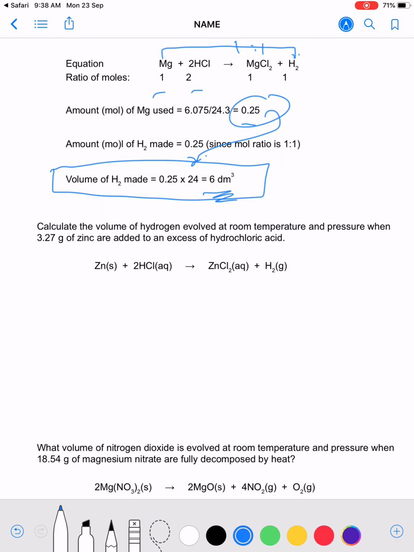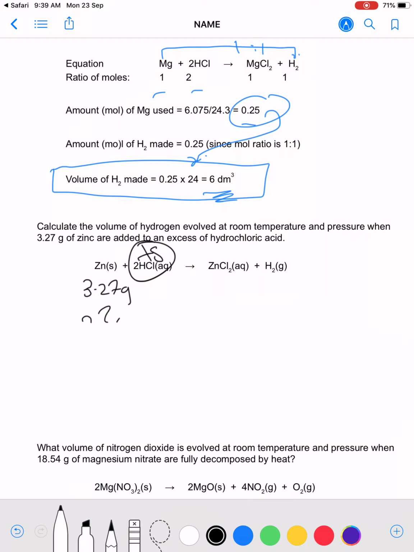Okay, calculate the volume of hydrogen evolved at room temperature and pressure when 3.27. What I've been telling you to do, write the numbers you're given in the question underneath the reactant. So it's 3.27 grams of zinc. Excess, that's my bread, loads of bread, lots of bread left over.